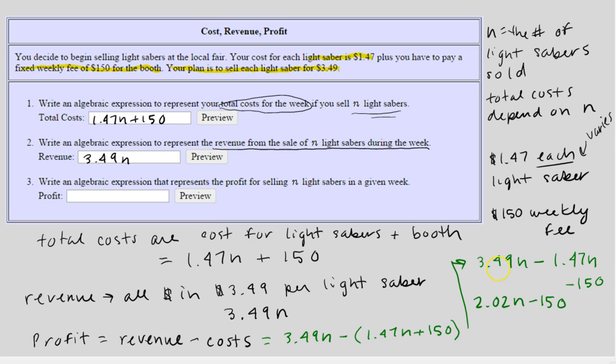And let's just stop for a second to think about what this means. You make exactly $3.49 per lightsaber, but it costs $1.47 per lightsaber. Well, that means that you're going to make a profit of $2.02. So the money you take in minus the money it costs. So that's what this piece is representing. And then from our profit, we also have to subtract off the $150 weekly fee for renting the booth. So that's what this expression means. So let's write this here. So our profit is $2.02 per lightsaber minus the $150 it costs for the booth.